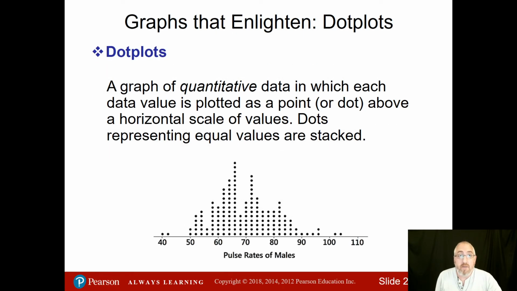So here's the first one, which are dot plots. Dot plots are nice. They're kind of simplistic in how they look. You can see the multiple dots that are stacked, and generally that just shows the frequency of a specific data value. So you get a nice sense of the distribution from it, but we're not going to be using these graphs.